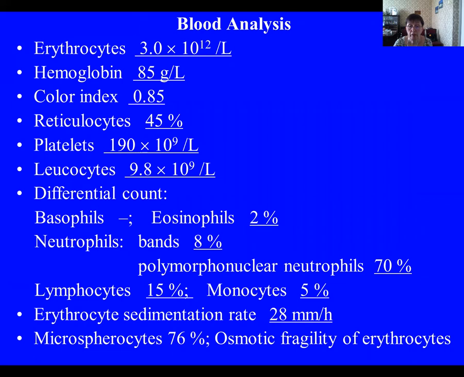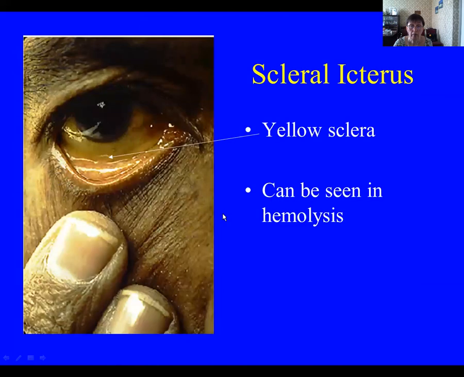And we know that erythrocytes are fragile, very fragile. And that is because most of them are microspherocytes. And such a shape of the erythrocytes, microspherocytes, is specific for the hereditary disease, Minkowski-Chauffard disease.